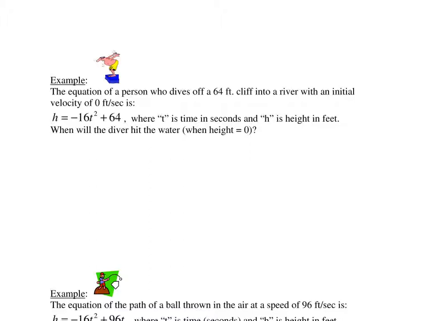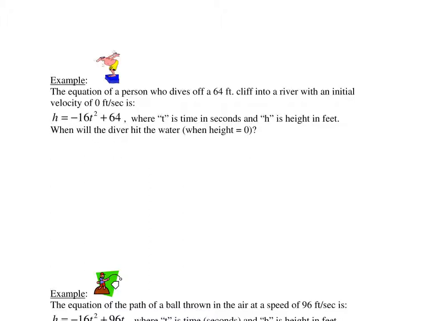All right, here we have another diver, another crazy person. The equation of a person who dives off a 64-foot cliff, okay, this one's even more crazy than the last one, into a river, I hope it's a deep river, with an initial velocity of 0 feet per second. h equals negative 16t squared plus 64, where t is the time in seconds and h is the height in feet. When will the diver hit the water?